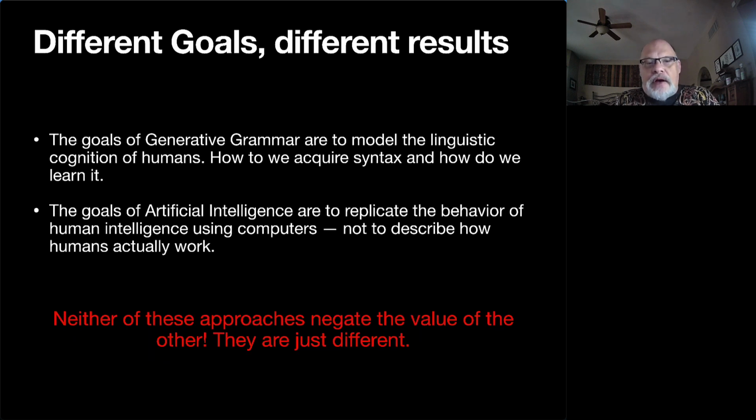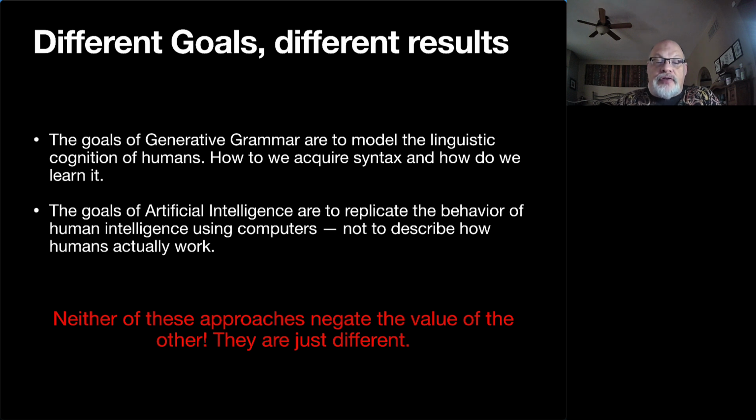Now, what we have here is a conflict of goals. If we think about what generative grammar is for, generative grammar is to model the linguistic cognition of humans. If you want to know about how a human's linguistic system works, study generative grammar. How do we acquire syntax? How do we learn it? And how do we use it?